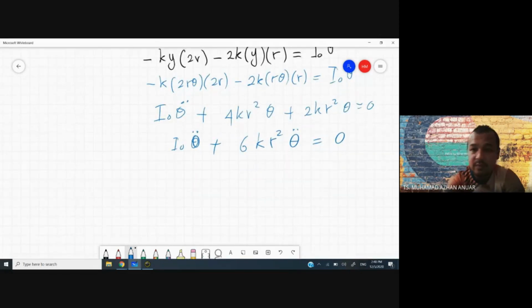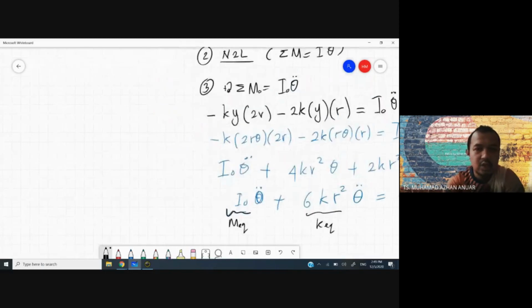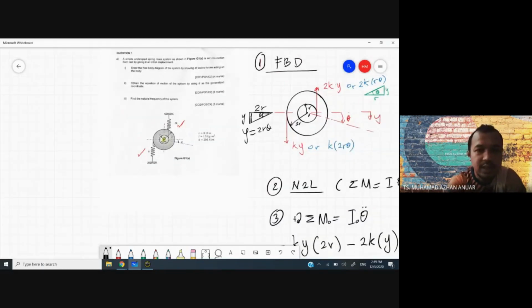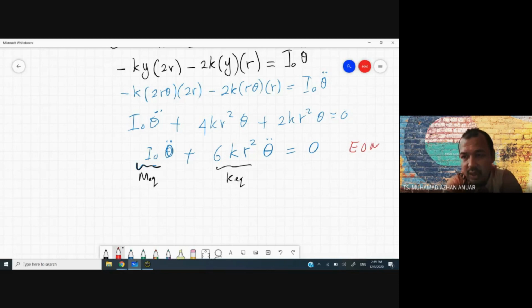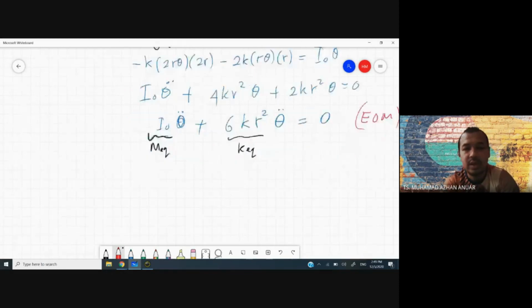From here, we know that this is our M equivalent, and this is our K equivalent. The second question asks you to obtain the equation of motion of the system using theta as the generalized coordinate system. So this is our answer for question 2: the equation of motion using theta as the generalized coordinate.